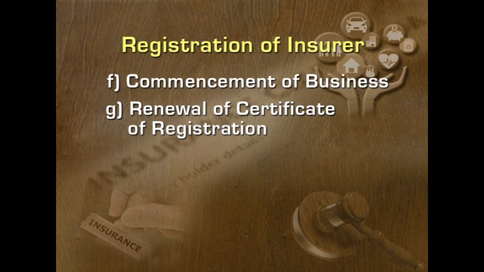Renewal of certificate of registration. The tenure of registration of insurance business is 1 year only. The insurance company has to apply for renewal of license in form IRDA R5 by paying the requisite fee of rupees 50,000 in the month of December every year, along with 1% of total gross premium written directly by the insurers in India during the last financial year. On receipt of the application of renewal, the authority will issue a certificate of renewal of registration.